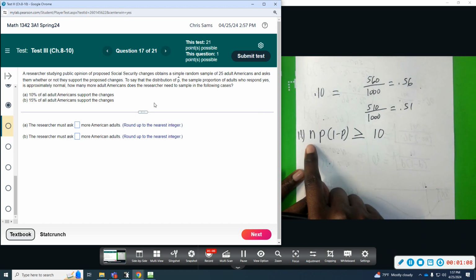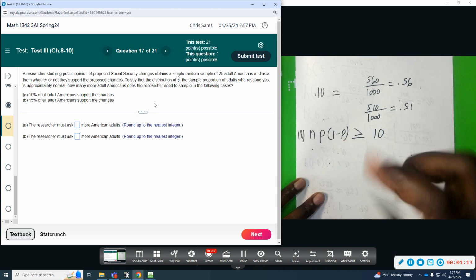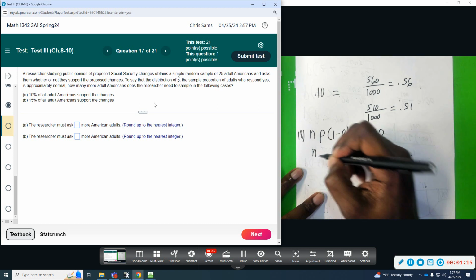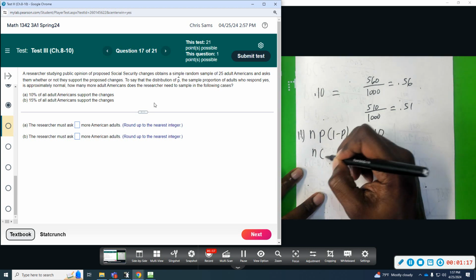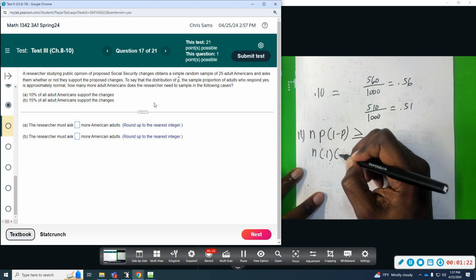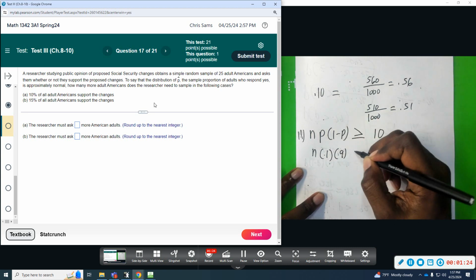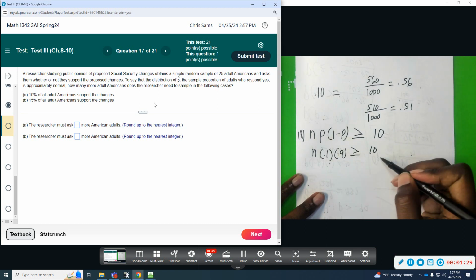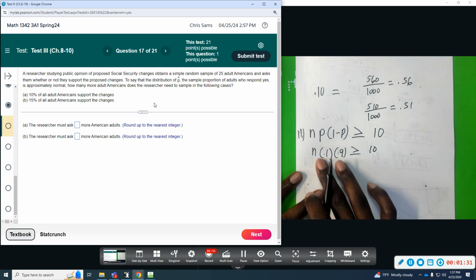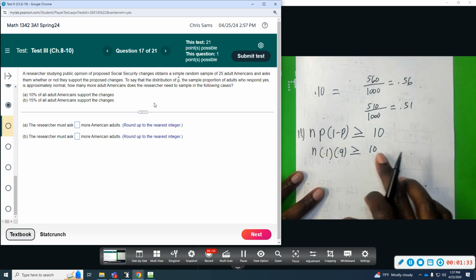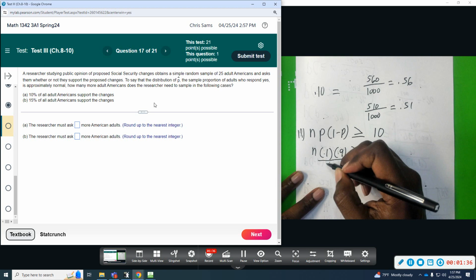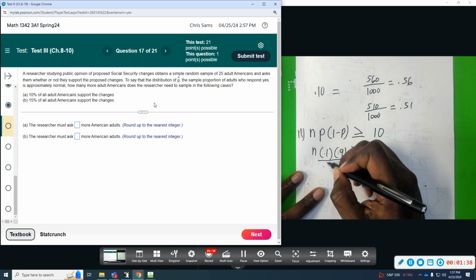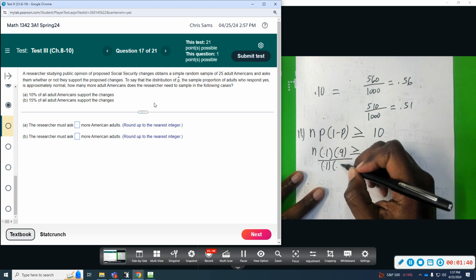So we are given that 10% support, which means that p is going to be 10%. So we have n times 0.1, and then 1 minus 0.1 would give me 0.90, needs to be greater than or equal to 10. Alright, so I'm going to do a little algebra and divide 10 by 0.1 times 0.9.